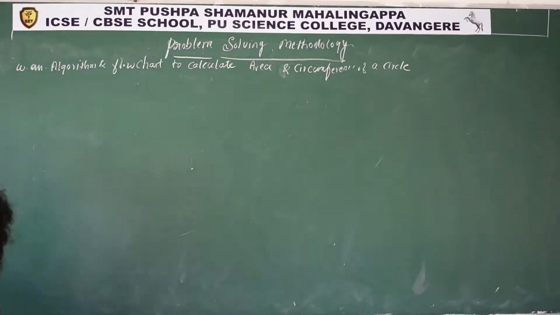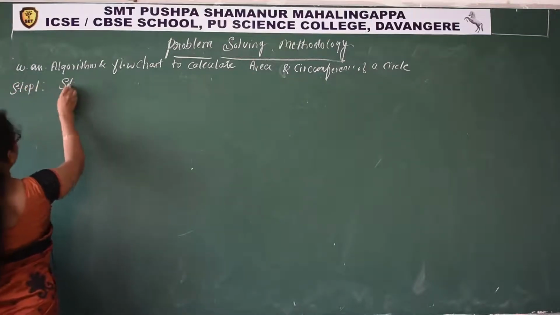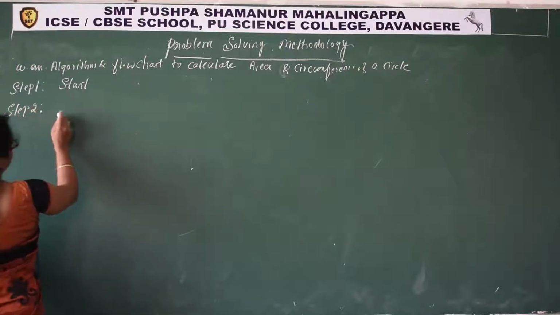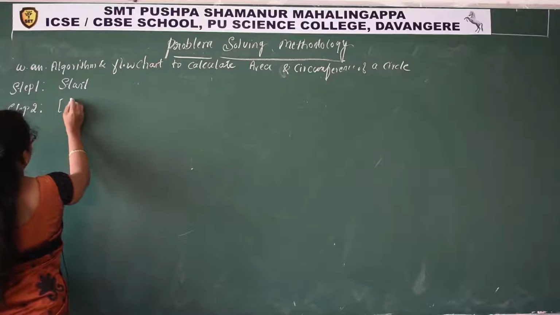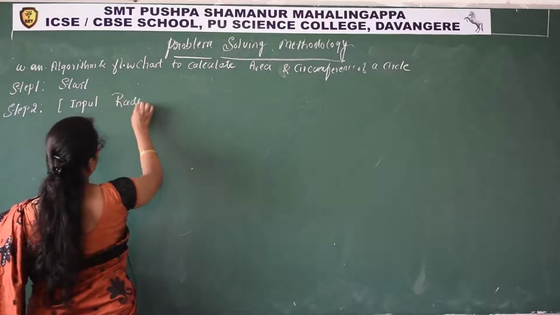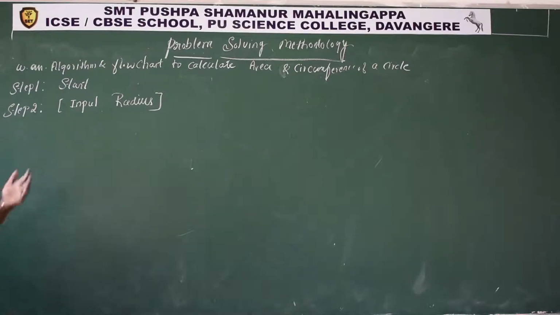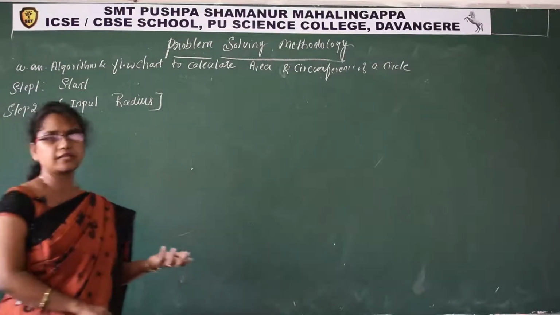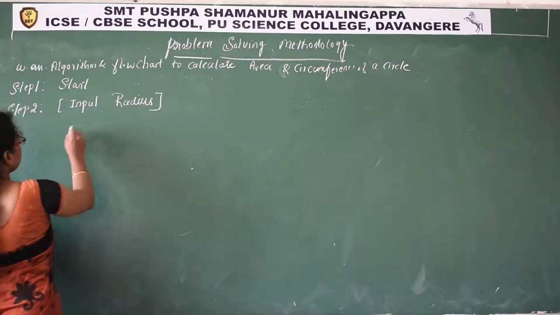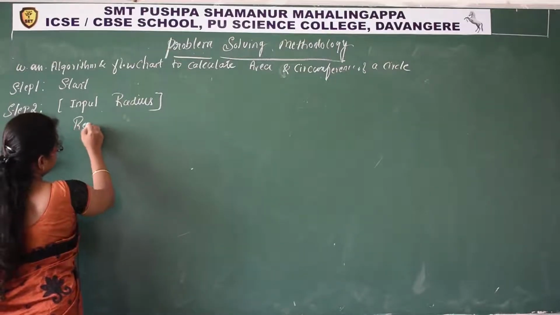Let us begin the algorithm. Step 1, start. Step 2, input radius. An alternative word for input is read. You have to read radius, you have to read from the keyboard. So this radius I'll store in the identifier called r. Read r.